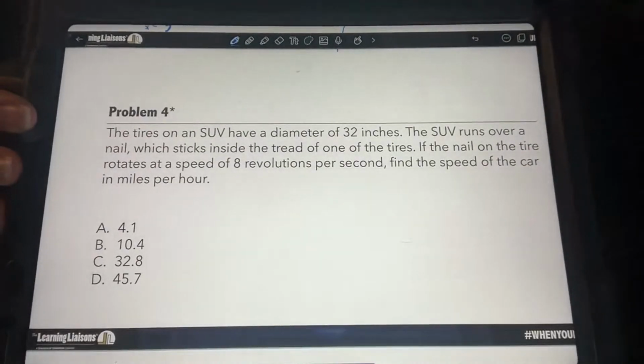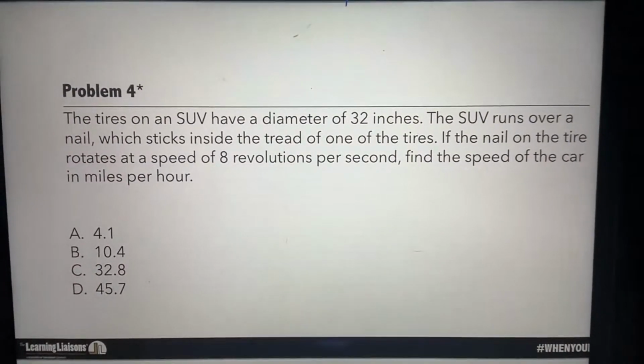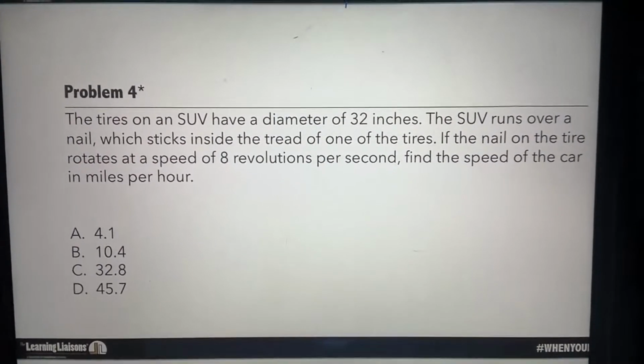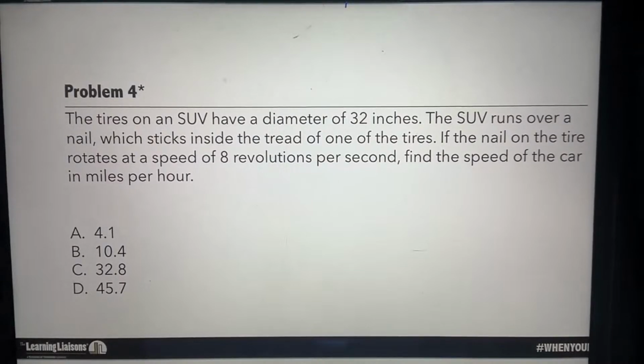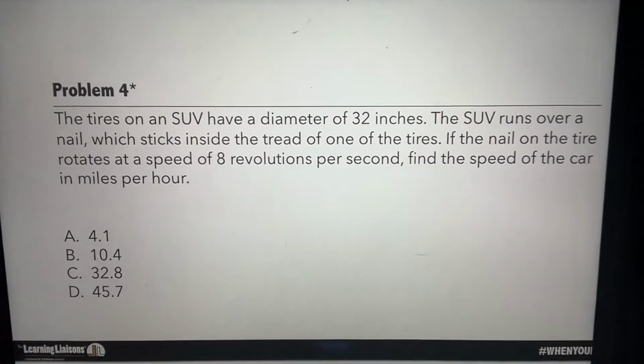Okay, the tires on an SUV have a diameter of 32 inches. The SUV runs over a nail, which sticks inside the tread of one of the tires. If the nail on the tire rotates at a speed of 8 revolutions per second, find the speed of the car in miles per hour.